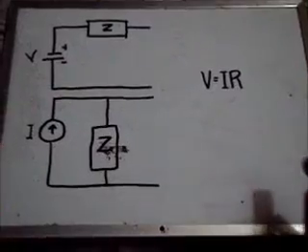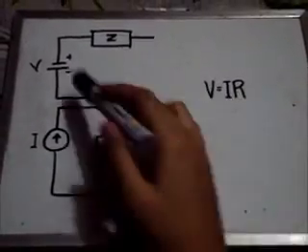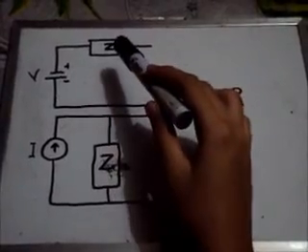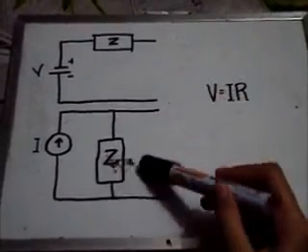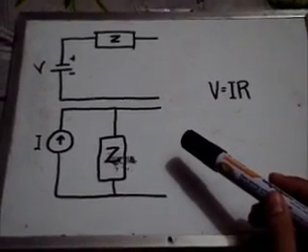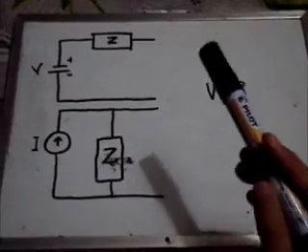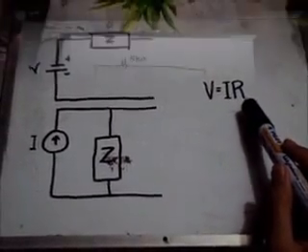In performing source transformation, we take an existing voltage source in series with a resistance and replace it with a current source in parallel with the same resistance, where the voltage is the resistance times the amount of current through it, generally known as the V equals IR formula.